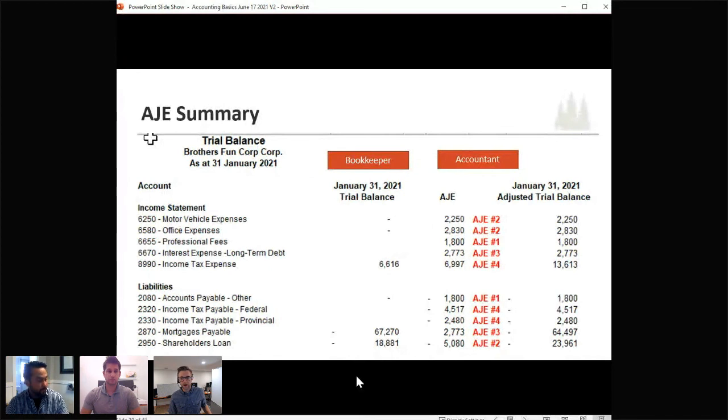Yeah, and look at how many of those adjusting entries are additional expenses to the business that wouldn't have been captured otherwise. Motor vehicle, office, that lawyer bill, and the interest. So that's just reducing the amount of tax you owe.